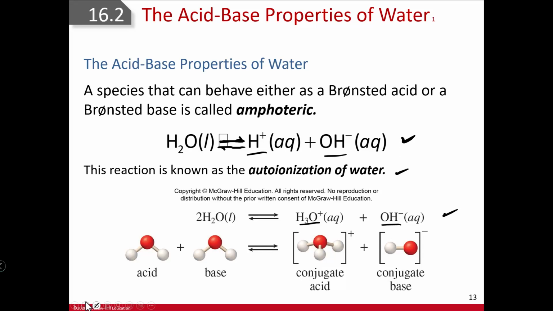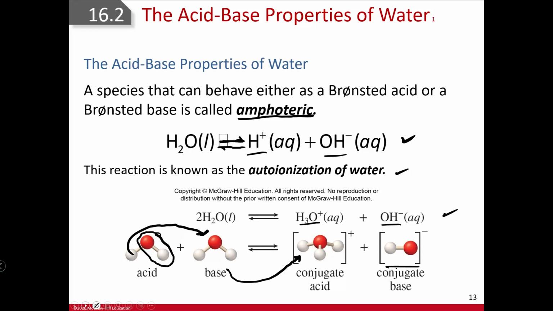And this is what it looks like. Again, this being the acid donates a hydrogen ion to this water. And what we have left is the conjugate acid. And then what's left over of the water that donated the hydrogen ion is the conjugate base. So we call a substance that can act as a Bronsted acid or base amphoteric. All right, so you need to know that word. Amphoteric means that it can act as a Bronsted acid or base.